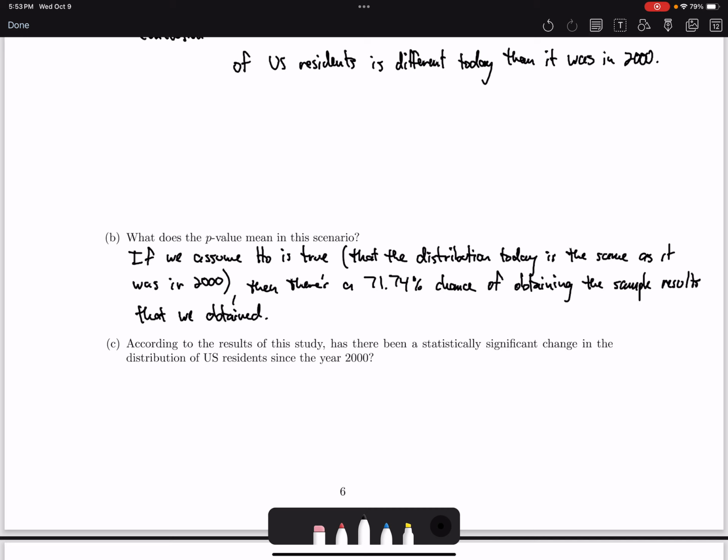Okay, that's a really high likelihood. So no reason to cast doubt on the null hypothesis, right? That's a really good chance. So we don't reject the null.